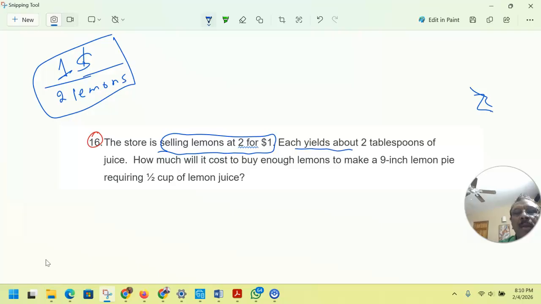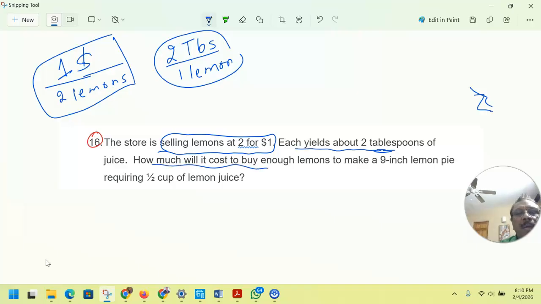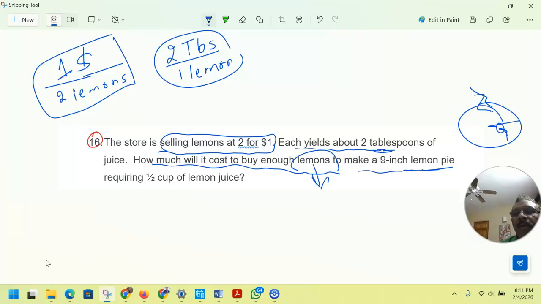And also it says each lemon yields 2 tablespoons. That means one lemon gives 2 tablespoons. So this is a shortcut. So that's another one. How much will it cost to buy enough lemons? So you want to know the number of lemons to make a lemon pie. This is a lemon pie of 9 inch, so this 9 is not required. He wants to make a lemon pie that requires half a cup, which is 0.5 cup of lemon juice.